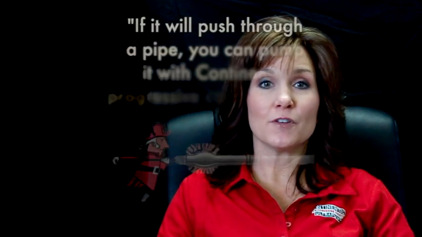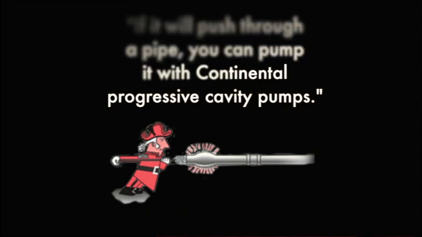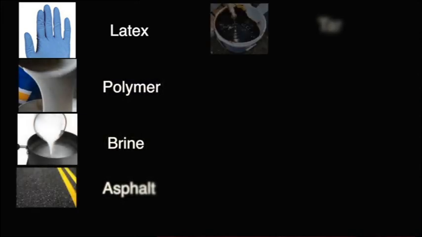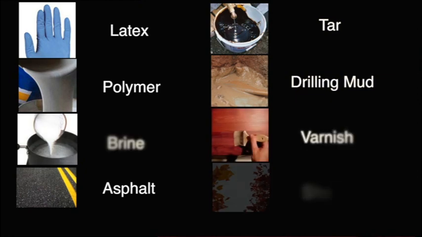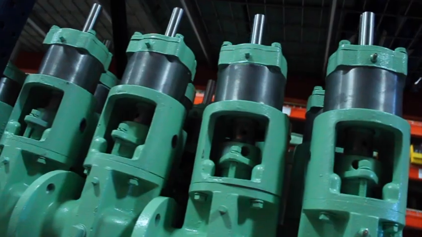The various materials used in the manufacturing of Continental pumps allow our pumps to handle almost any fluid. If it will push through pipe, you can pump it with Continental progressive cavity pumps. Whether it be acidic, abrasive, or viscous, we can help you with your application needs. Some examples that progressive cavity pumps can help you with are latex, polymer, brine, asphalt, tar, drilling mud, varnish, shellac, pulps, and numerous oils such as castor, vegetable, linseed, and soybean. You can visit our website for a list of more types.